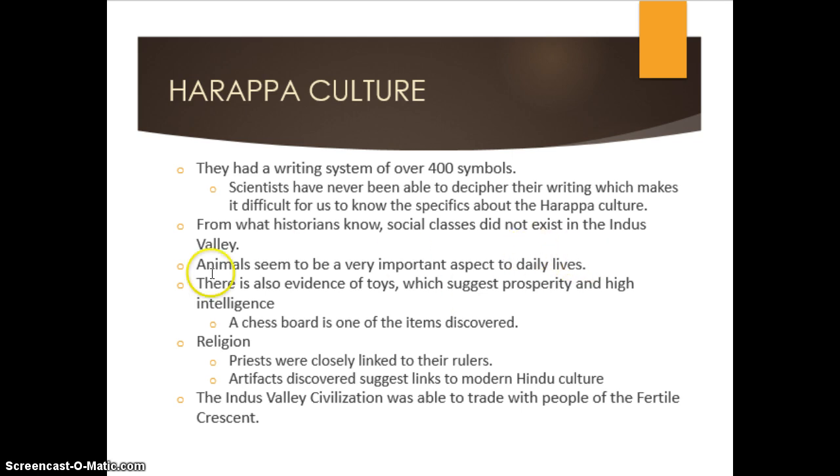It is also known that they used animals in their daily lives and that they used toys. The first evidence of toys in history come from the Indus Valley civilization, including a chessboard. In terms of religion, priests were the highest group linked closely to the rulers. Usually they would be related to one another. And their artifacts suggest that they shared many aspects of culture with the Hindus. They also traded with people of the Fertile Crescent, Sumer, Babylon, Hittites, those groups.